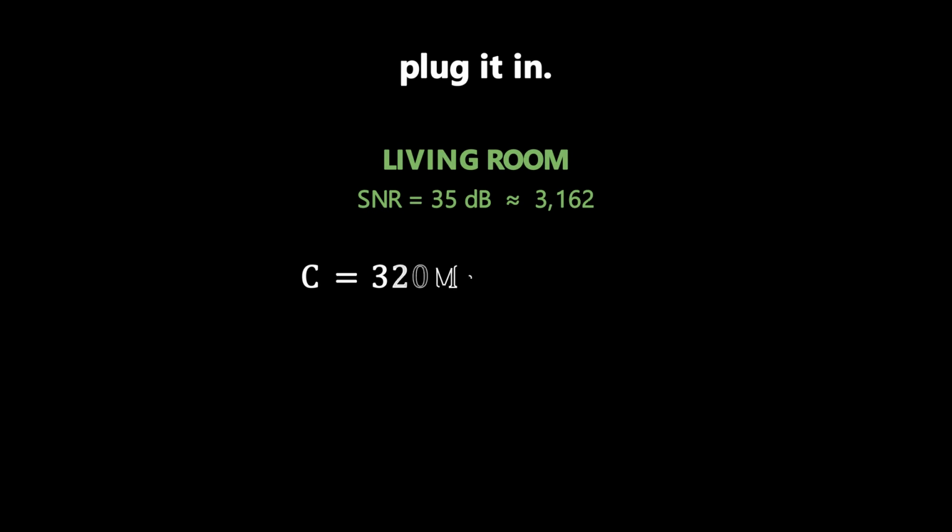Let's actually plug numbers into Shannon's equation for one channel. Wi-Fi 7 at 320 MHz, with great signal, SNR of 35 decibels, which is about 3,162 in linear ratio. C equals 320 million times log base 2 of 3,163. That's 320 million times 11.6.